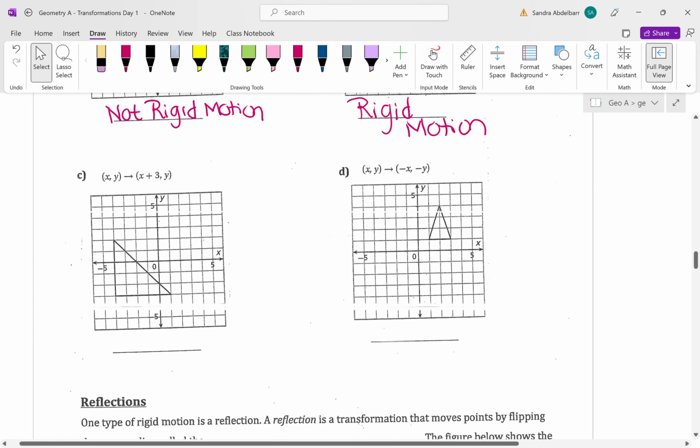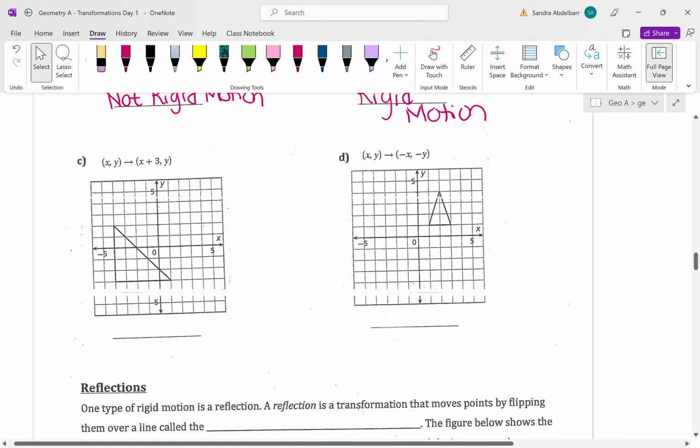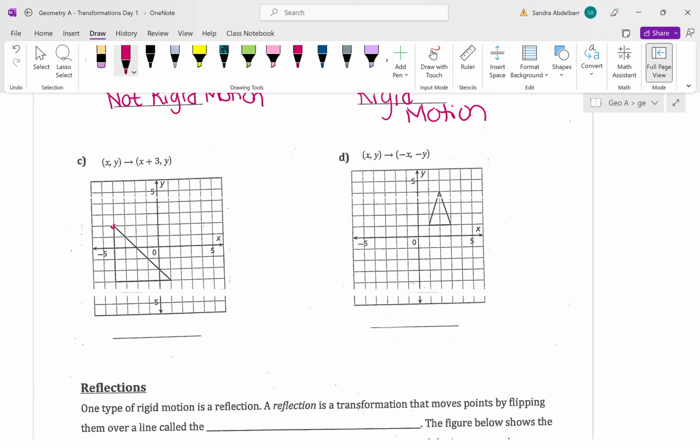All right, letter C. So this transformation is telling us take every coordinate x, y, and shift your x coordinate 3 units to the right, but keep your y coordinate the same. So we're going to take our first x coordinate and shift it 3 units to the right. 1, 2, 3. Am I moving up or down at all? No. So here's my A, here's my A prime. Then I'll call this B.